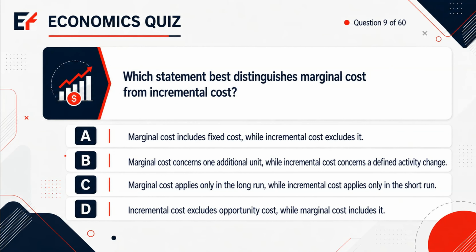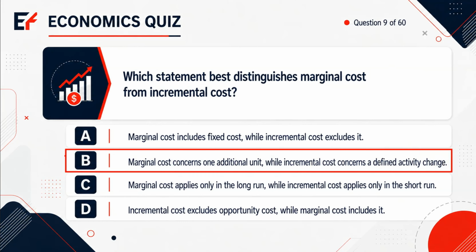Question 9. Which statement best distinguishes marginal cost from incremental cost? A. Marginal cost includes fixed cost, while incremental cost excludes it. B. Marginal cost concerns one additional unit, while incremental cost concerns a defined activity change. C. Marginal cost applies only in the long run, while incremental cost applies only in the short run. D. Incremental cost excludes opportunity cost, while marginal cost includes it. The correct answer is B.